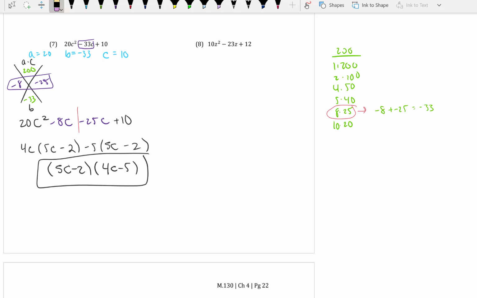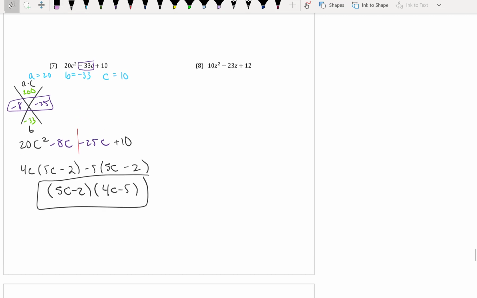Now let's look at number 8. If I'm looking at number 8, I have this 10z squared minus 23z plus 12. So 23 is pretty much a prime number, so I know I do not have a GCF. I'm going to go ahead and do the guess and check, because why not? So here I'm going to guess it and I'm going to check it. So it may be messy, it might not be. So if I'm thinking about the first term, I'm going to think about a 5z and a 2z. The next thing I want to think about is that 12. If I'm thinking about 12, that's 1 times 12, 2 times 6, and 3 times 4.